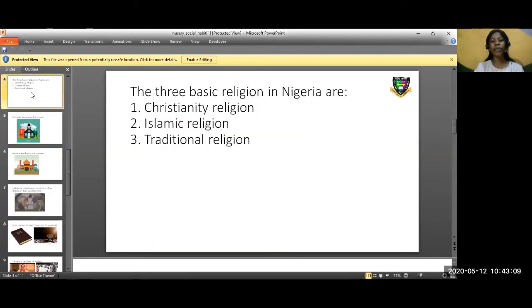Now, we move on to the three basic religions in Nigeria. How many basic religions? Three. One, we have Christianity. Say it after me. Christianity. Two, Islamic religion. Again, Islamic religion. Three, traditional religion. Traditional religion. I can't hear you. Traditional religion.